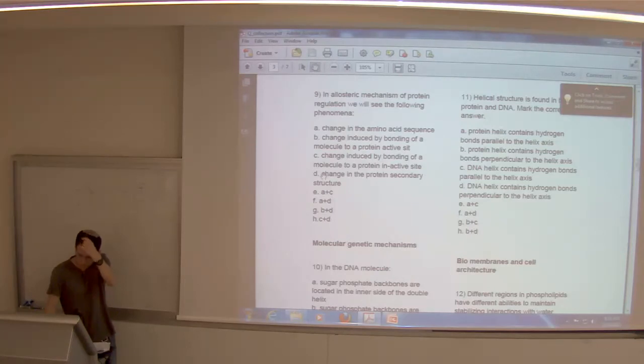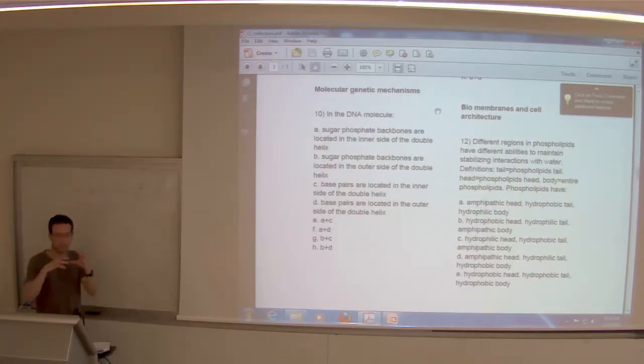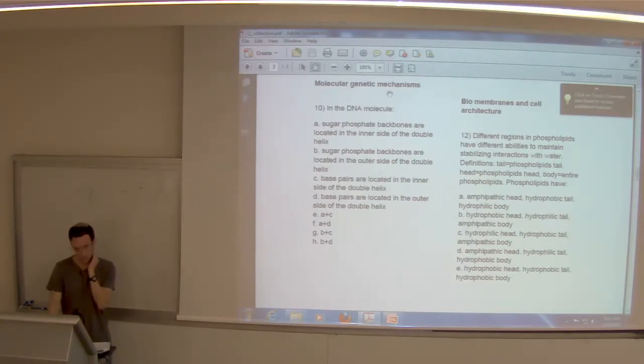D is confusing, but D is also incorrect, because you will not find a change in the protein's secondary structure. I think we have actually mentioned it very accurately in the class. You would have a change in tertiary structure and up, because tertiary structure is the level that continuously undergoes minute fluctuations structurally. Okay.